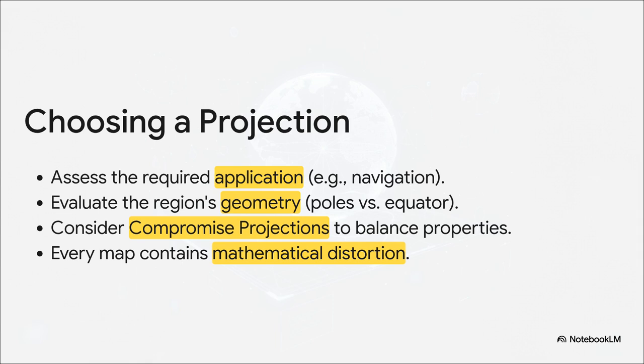If you're sailing a ship, you demand a conformal map. If you're mapping global climate change and comparing square mileage, you demand an equivalent map. But often, cartographers deploy what are called compromise projections, like the famous Robinson projection. These are highly complex mathematical models that carefully distribute the errors across the whole map. In a compromise projection, nothing is perfectly accurate, but importantly, nothing is violently distorted either. It just looks right to the human eye, while acknowledging that every single flat map inherently contains mathematical distortion.